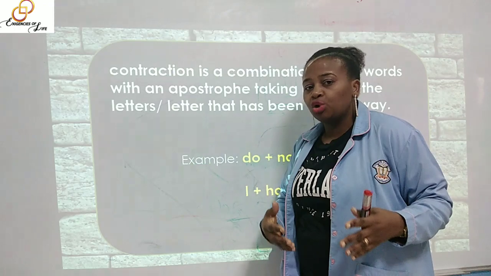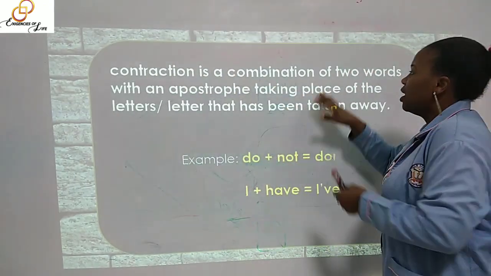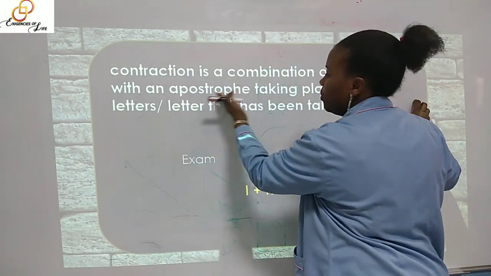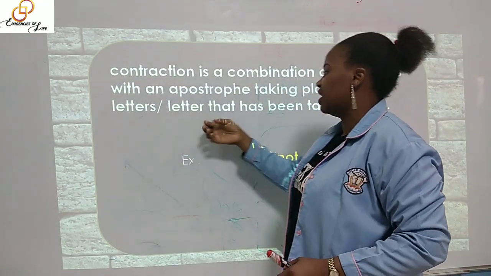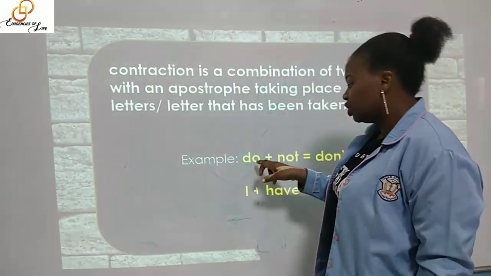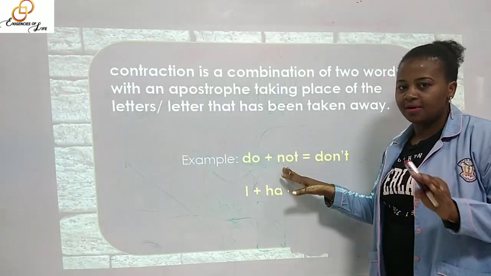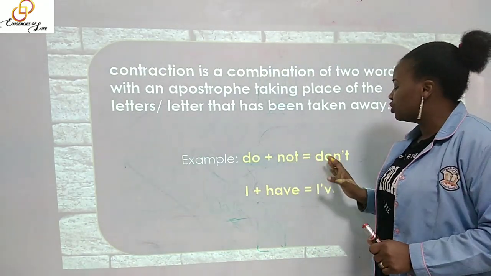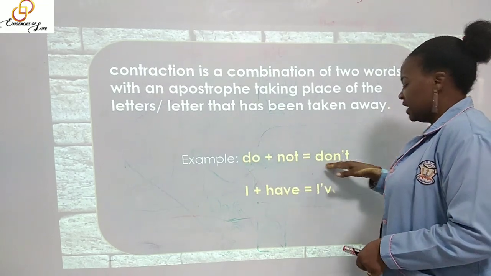While possession shows ownership, contraction is a combination of two words with an apostrophe taking the place of the letter or letters that have been taken away. What do we mean? We'll say do plus not equals don't. Do not is correct. If you use don't, it is correct. So if you want to bring in an apostrophe here, it will be like this.